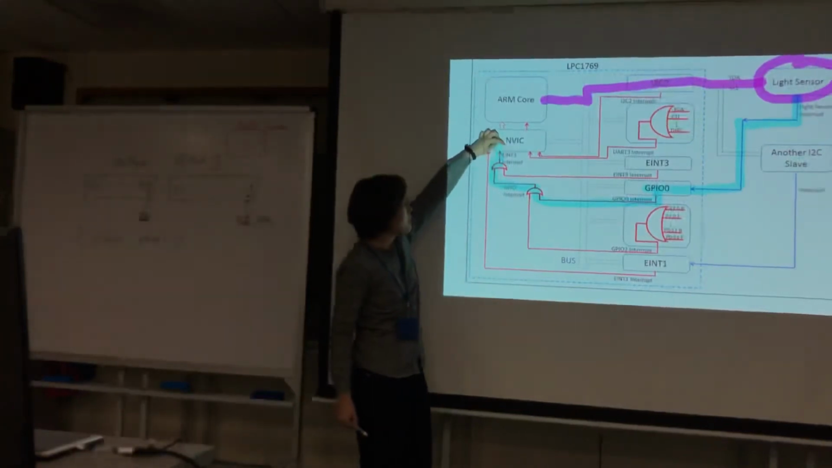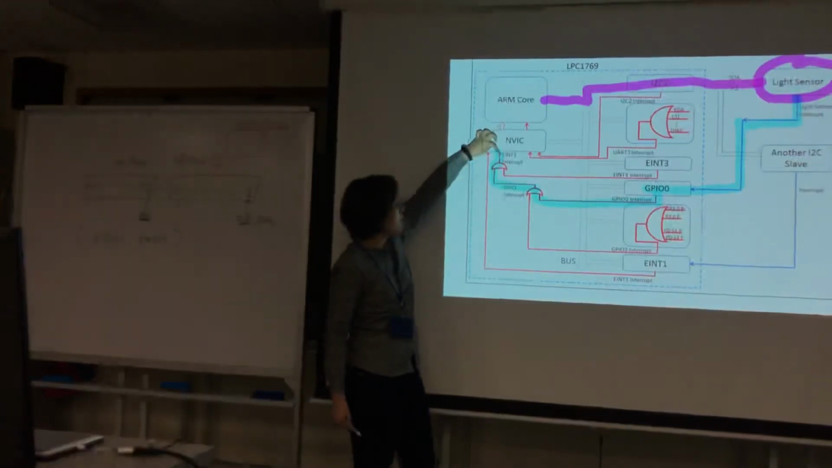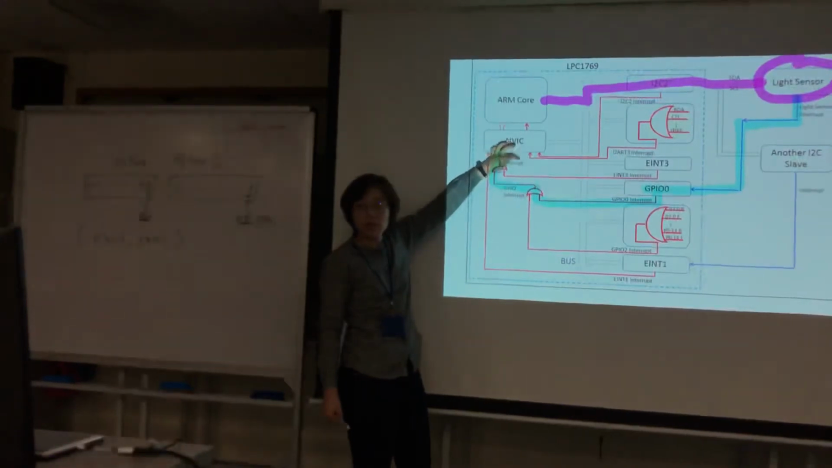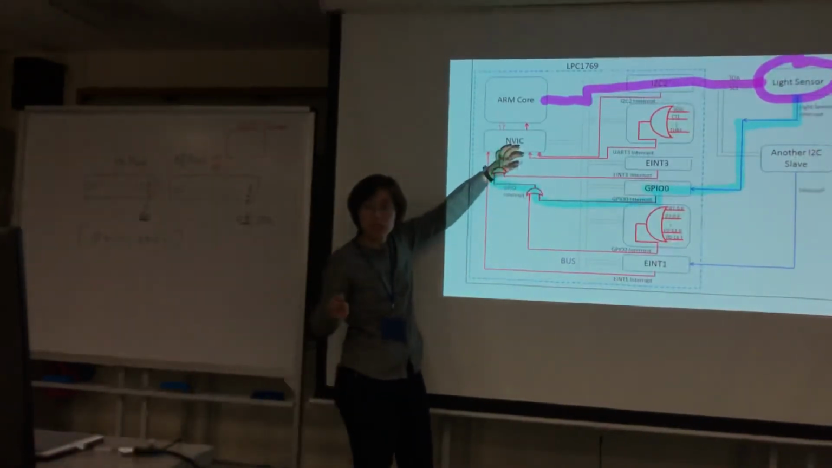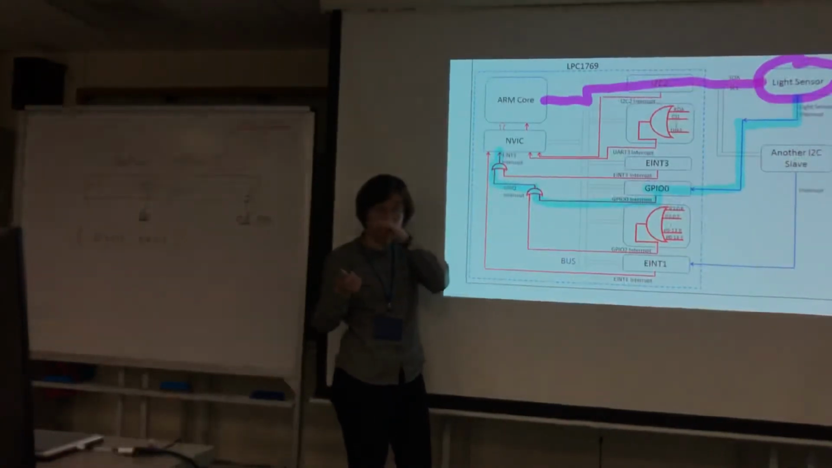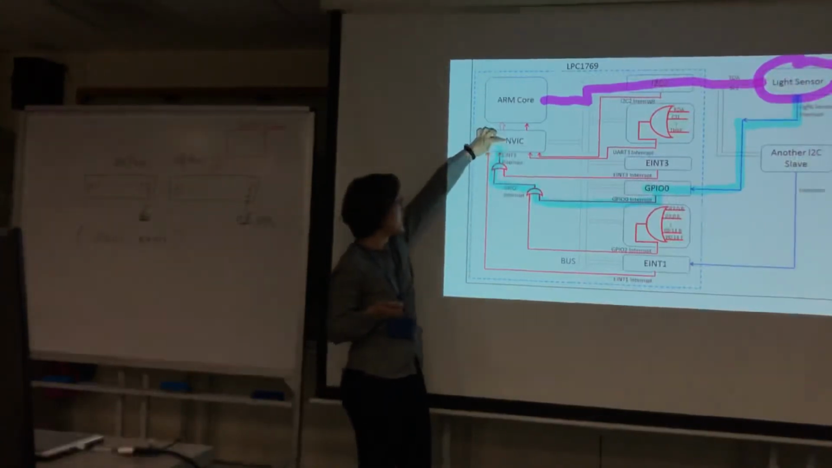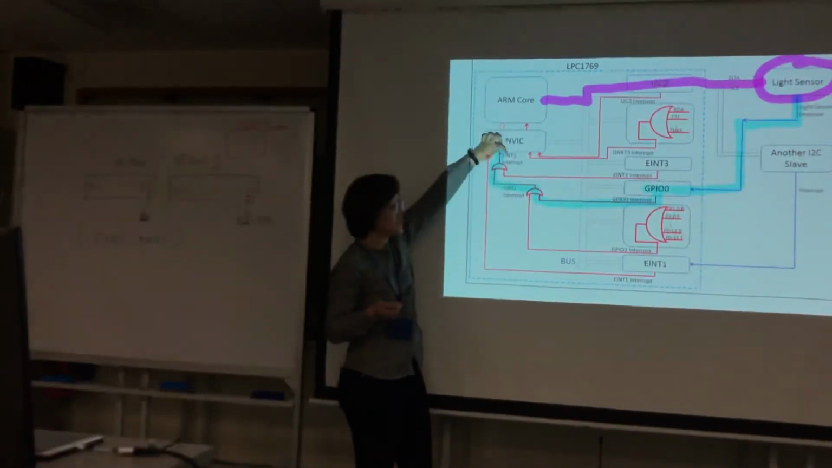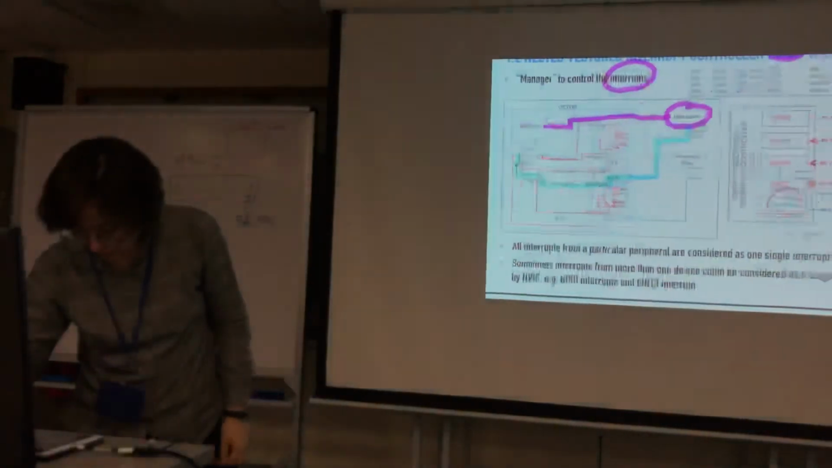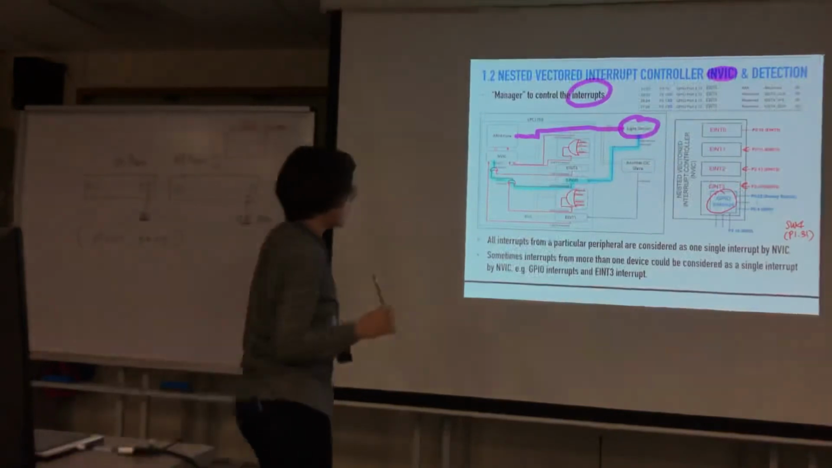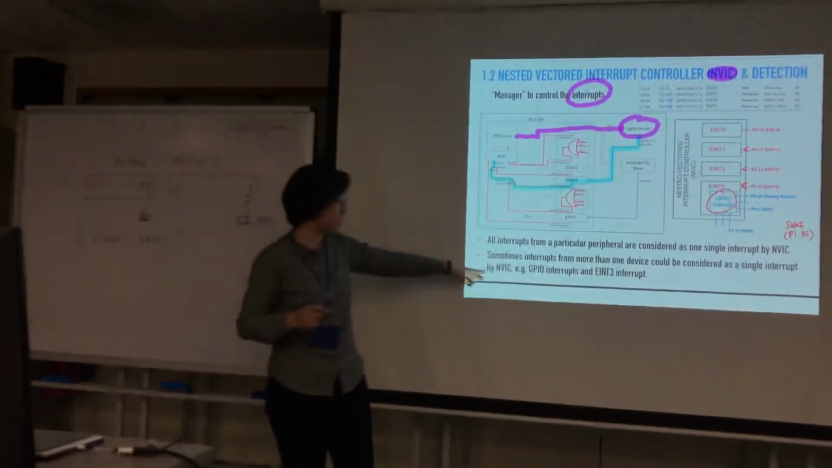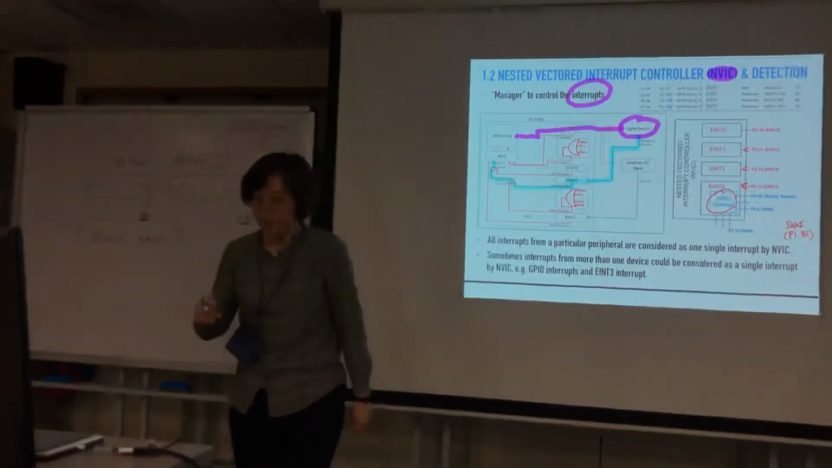Get it? Before your NVIC can start monitoring the input here, you need to enable your EINT3 interrupt, similar to your SysTick interrupt. If you don't have the SysTick_config function, you didn't turn on your SysTick interrupt. Here it is the same. If you don't enable your EINT3, your NVIC will not look at this input at all. So you need to enable your EINT3. That's the explanation here. Sometimes the interrupts from more than one device could be considered as a single interrupt by the NVIC, for example your GPIO interrupt and your EINT3 interrupt.